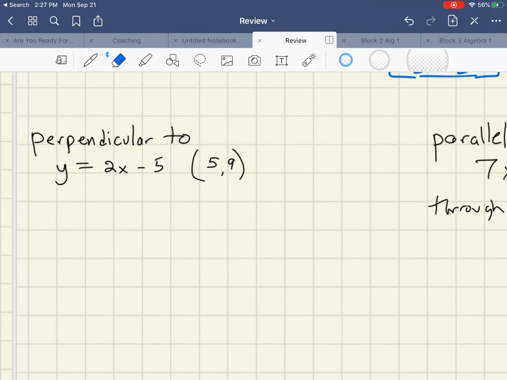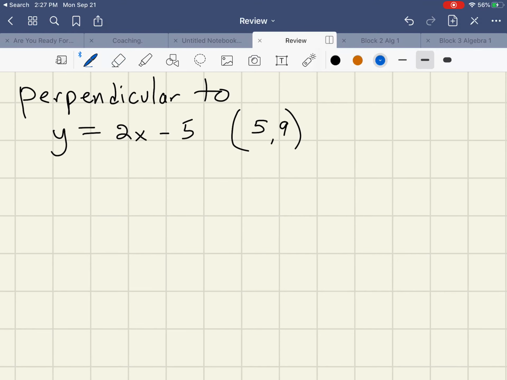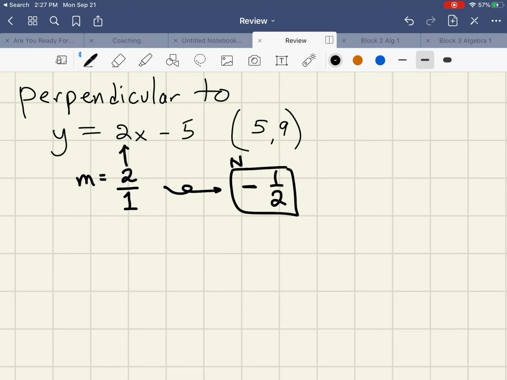Now, parallel and perpendicular, let's do the perpendicular one. So the slope of this line is 2. For a perpendicular slope, I need to take the opposite reciprocal. So I'm going to flip it and change the sign. So it was 2/1, now it's 1/2, and it's now negative. So this is the new slope. I'm going to write my equation: y equals -1/2 x plus b.